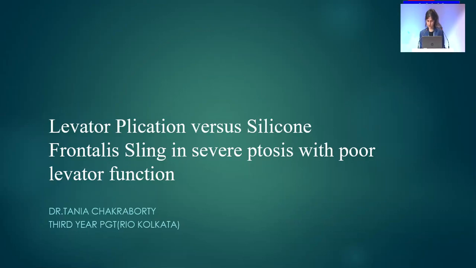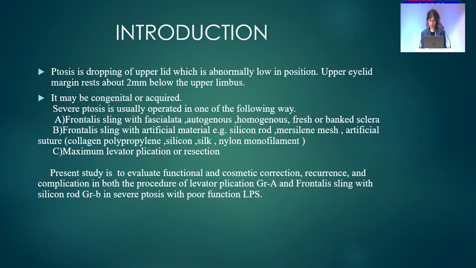Good morning, everyone. My topic for today's presentation is levator plication versus silicon frontalis sling in severe ptosis with poor levator function. Ptosis is drooping of the upper eyelid, which can be congenital or acquired. Severe ptosis is usually operated in the following ways. Number one, frontalis sling with fascia lata, autologous, homologous, fresh or bank sclera. Number two, frontalis sling with artificial material like silicon rod or Mersilene mesh. And the third one is maximum levator plication or resection.